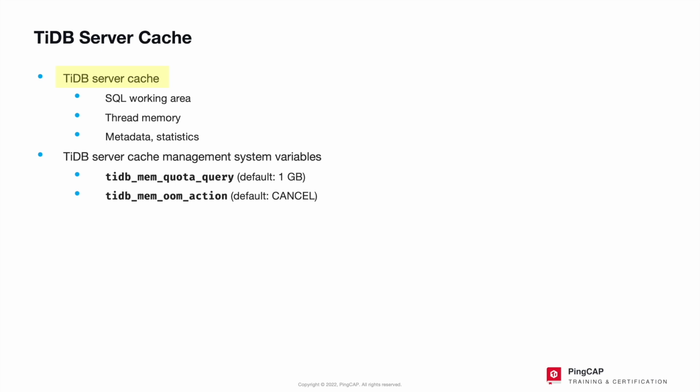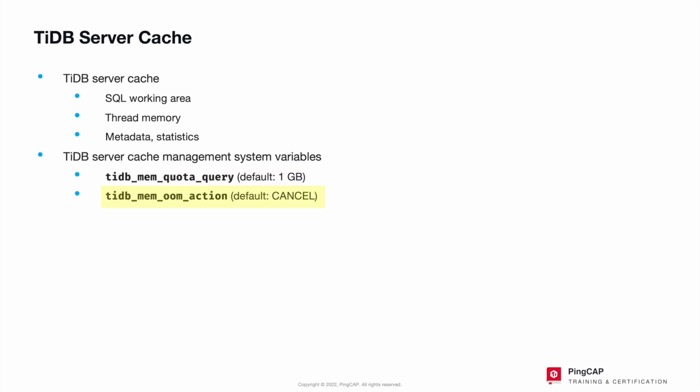So what are the parameters that we can use to effectively manage the cache? The first one is TiDB-mem-quota-query. This parameter controls the default cache usage of each query. There are additional parameters that can be used to alter the TiDB server cache. You can find these in the TiDB documentation. Look in the Configure Memory Usage section.